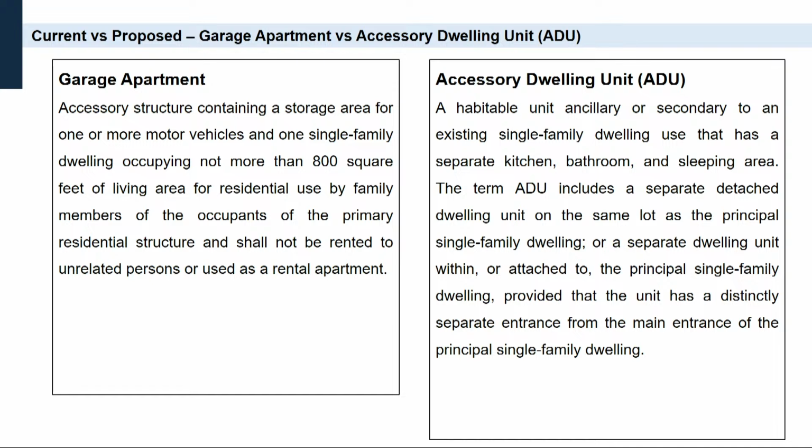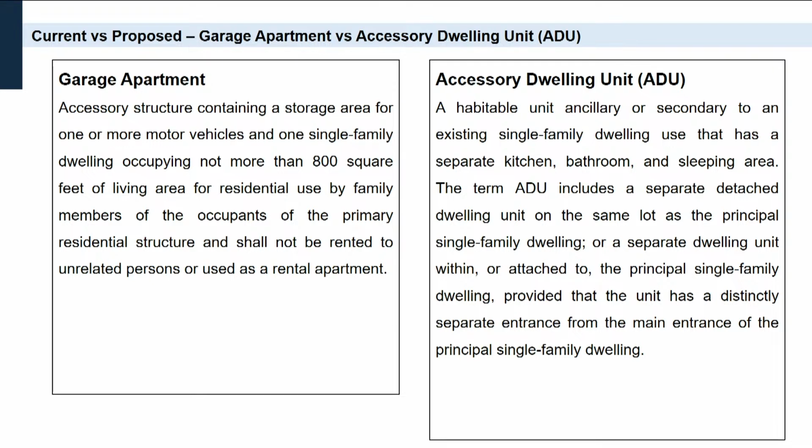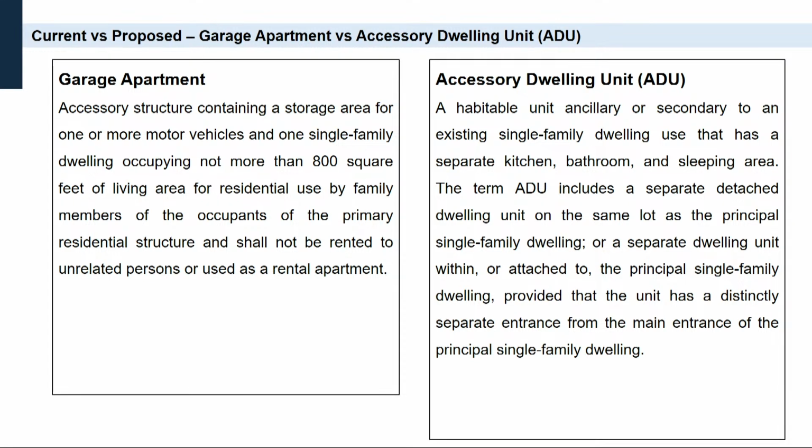As you can see the definition, it is a habitable unit ancillary or secondary to an existing single-family dwelling that has its own separate kitchen, bathroom, and sleeping area. This is a little different than your workshop that someone may have a restroom in so they can do arts, they can do their woodworking at night, or a temporary structure such as that. This is an actual dwelling unit.